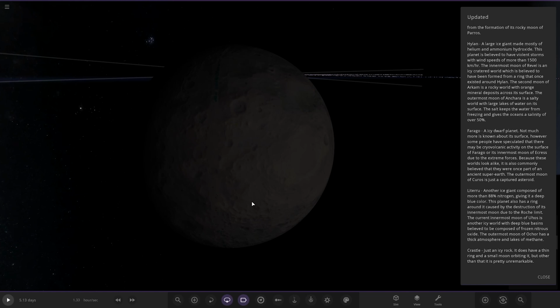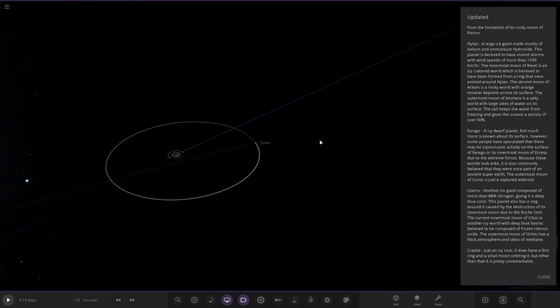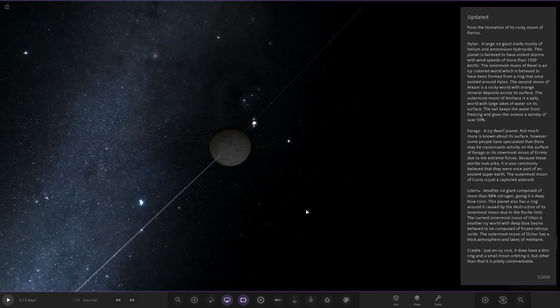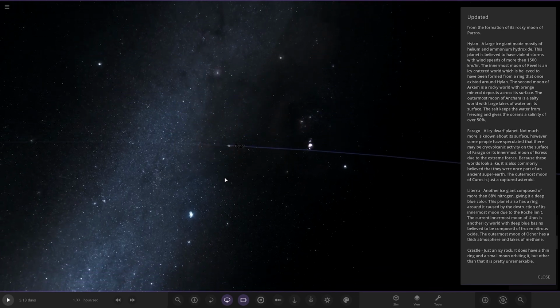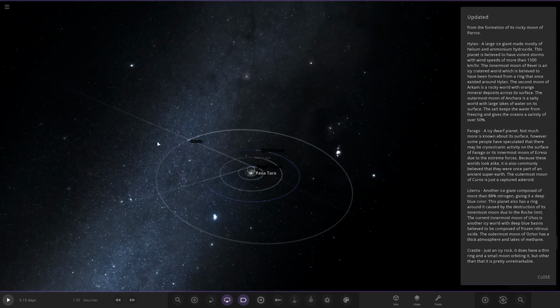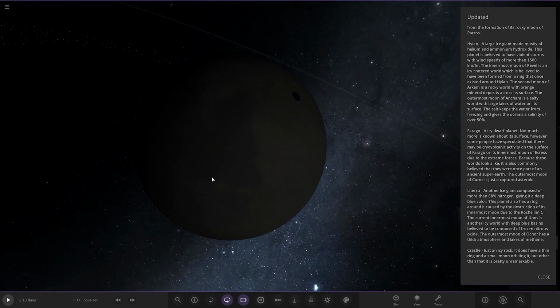Deep blue basins, believed to be composed of frozen nitrous oxide. The outermost moon of Oshor has a thick atmosphere and lakes of methane. Cool. And that's the other one, Oshor, over here, I should say. So there it is. Lakes of methane there. And then lastly, we got Crustal, just an icy rock. It does have a thin ring and a small orbit in it, but other than that it's pretty unremarkable.